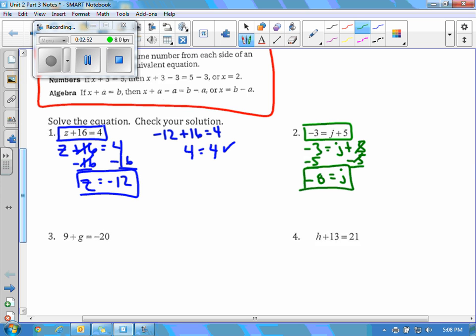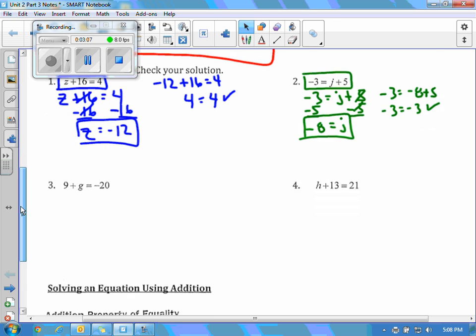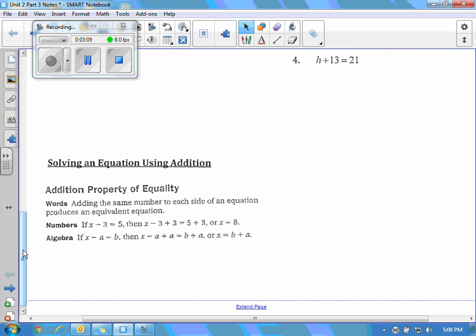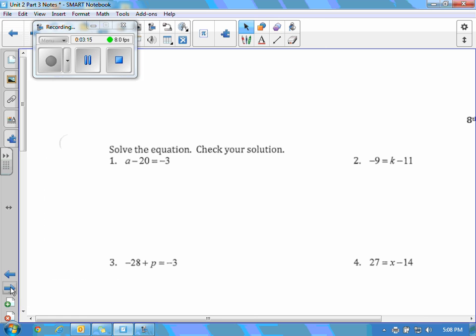I need to check my solution. So I plug negative 8 in with 5. So negative 3 equals negative 8 plus 5 is negative 3. So I know I've got the right answer. 3 and 4, I'm going to go ahead and let you worry about. On the bottom, we're moving on to solving an equation using addition. So again, this part's out of the book. If it helps you, great. If it doesn't, don't worry about it.